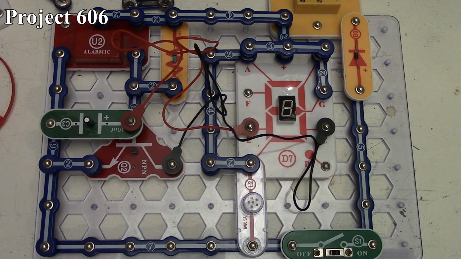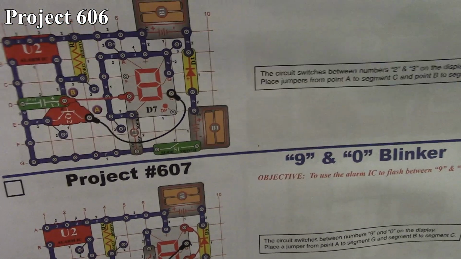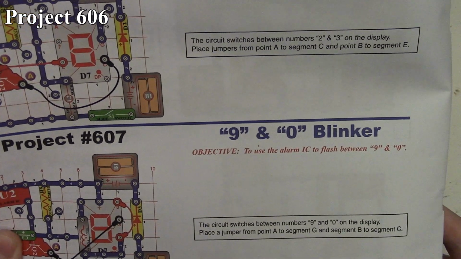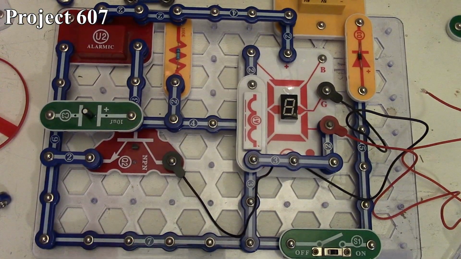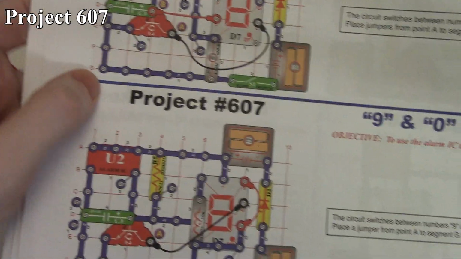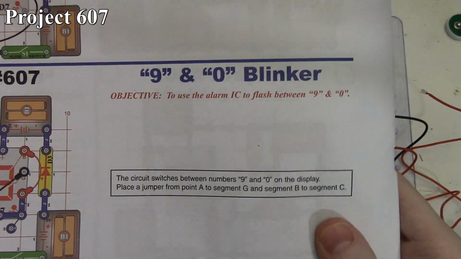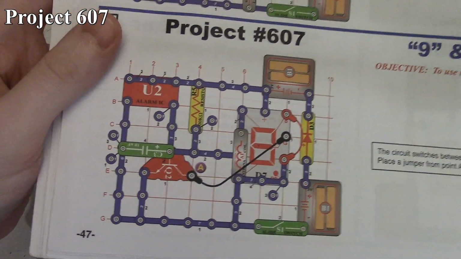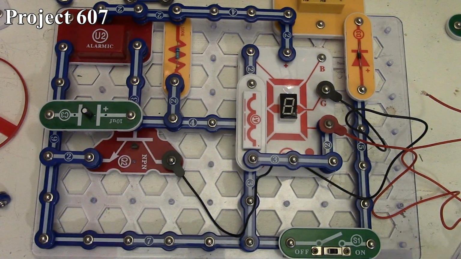So that's how Project 606 works. Now we're going to move on to Project 607, which is the 9 and 0 blinker. So here we have Project 607, the 9 and 0 blinker. There it is in the book, and here it is on the board.